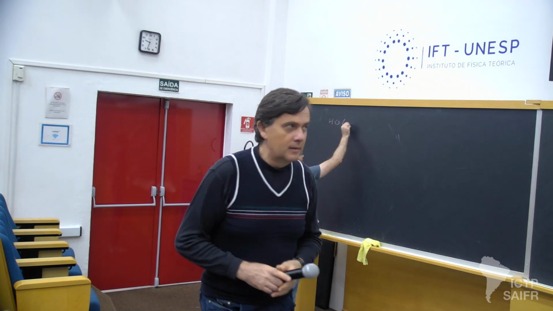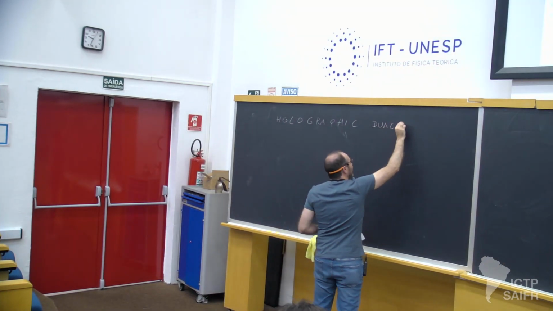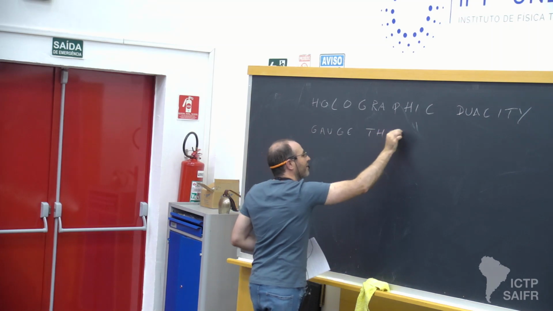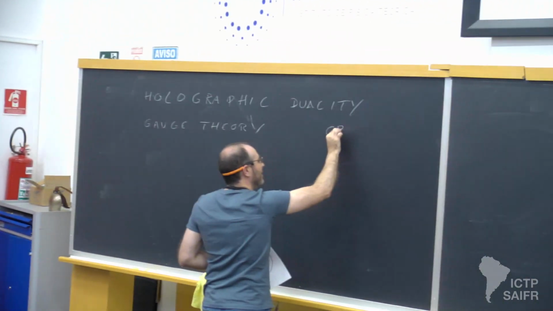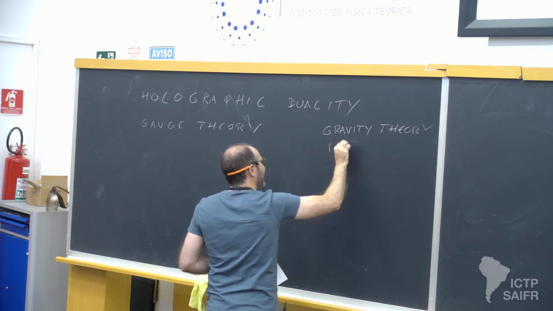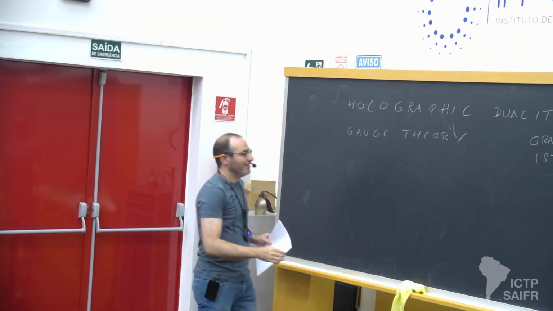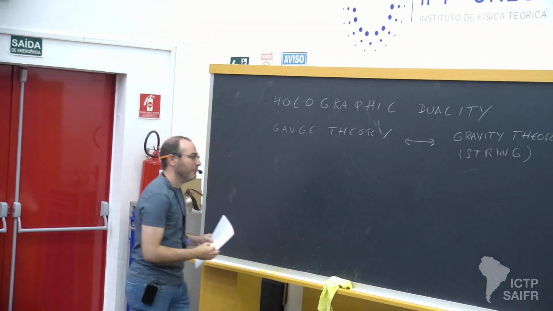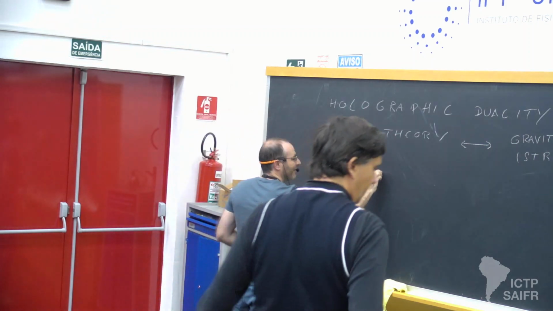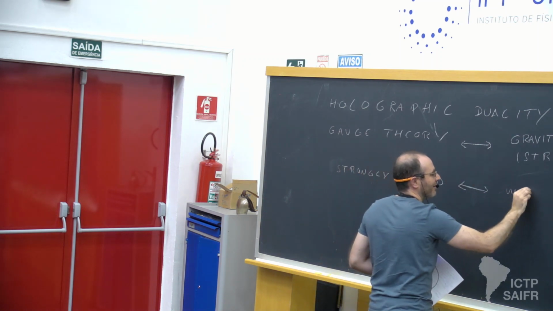As you have seen during these days, we have the holographic duality. On one side, we have a gauge theory, and on the other side, we have a gravity theory, which, in the cases where we know the duality exists, comes from some string theory construction. We can do this in the case where the gauge theory is strongly coupled, which corresponds to the gravity theory being weakly coupled.